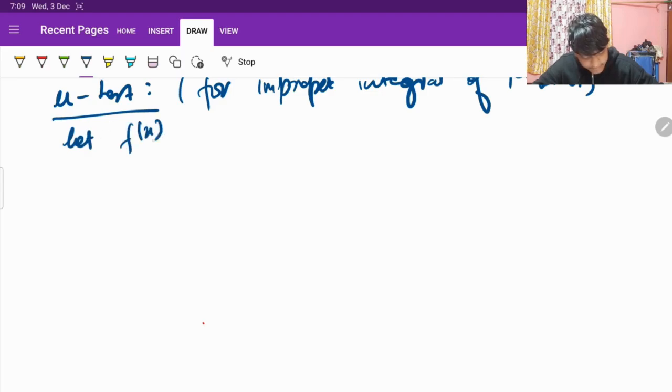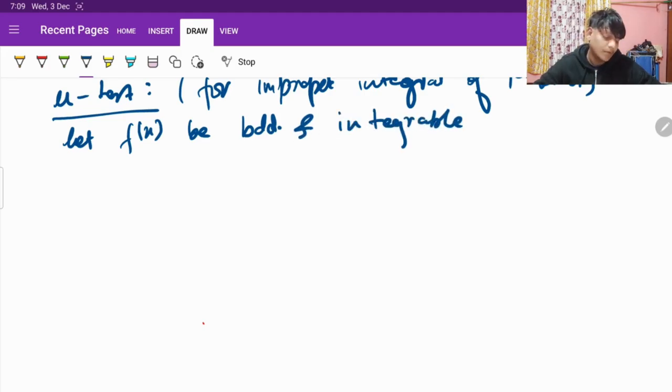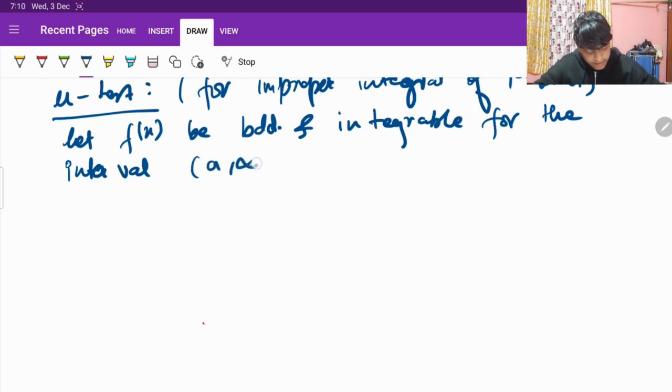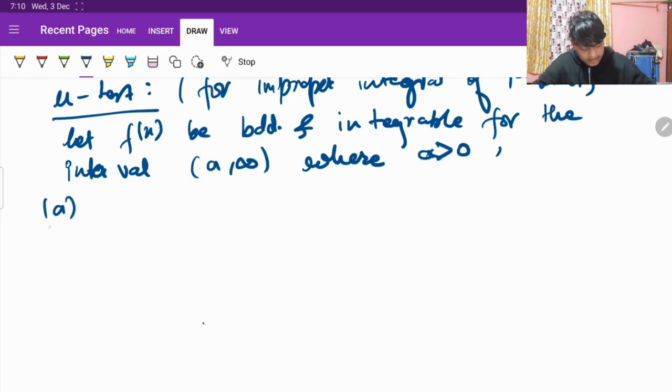So let f(x) be bounded and integrable for the interval a comma infinity, where this a is any positive number. Okay, so now I'll say this mu test, this value of mu.